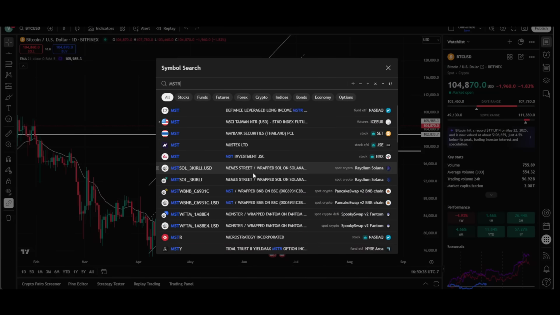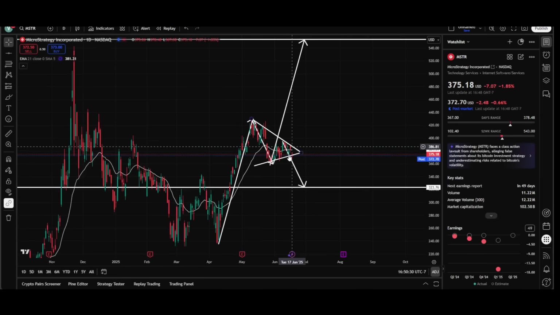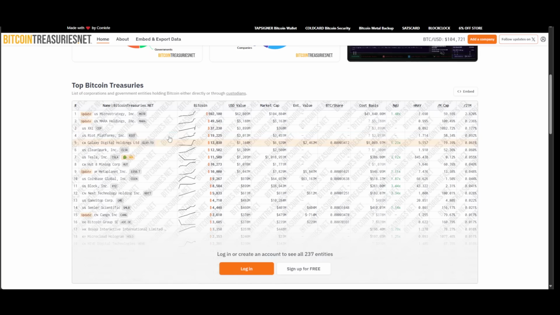Let's go back to MSTR. So let's see how this plays out. On the Bitcoin Treasury list, Strategy is still number one. They own about 2.82% of the max supply that will ever exist for Bitcoin. So congratulations to Strategy. That's a very large amount.